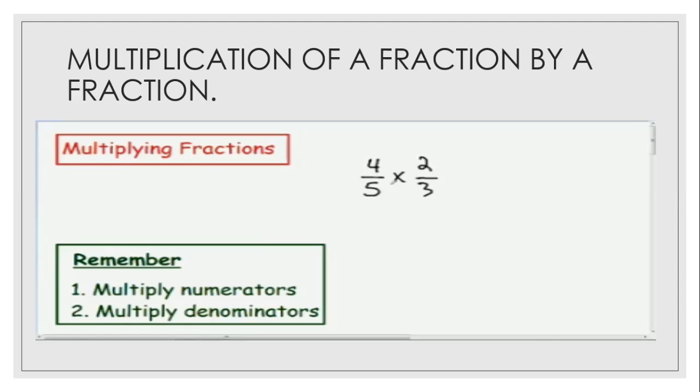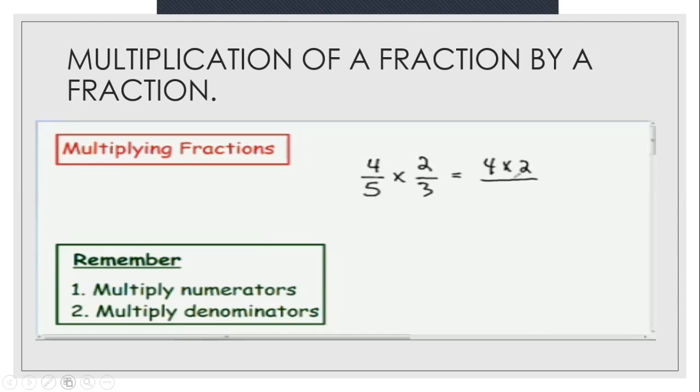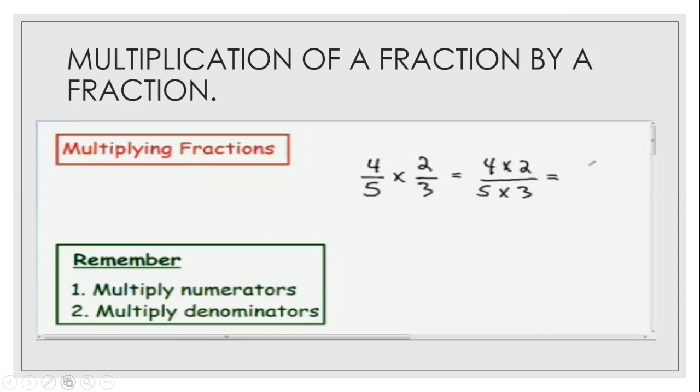Here we have 4/5 multiplied by 2/3. So following our steps, we just need to multiply our numerators. In our numerator, we have a 4 and a 2. So I'm going to multiply our 4 and 2 together in our numerator. And in our denominators, we have a 5 and a 3. So in our denominator, I'm going to multiply the 5 and the 3 together. So in our numerator, we have 4 times 2, which is just 8. And in our denominator, we have 5 times 3, which is 15. And this is our final answer.